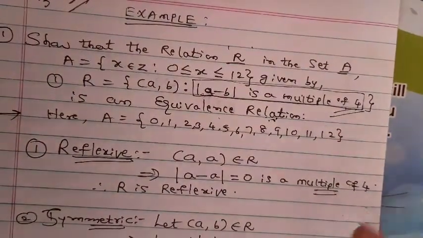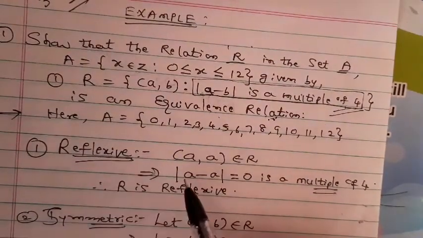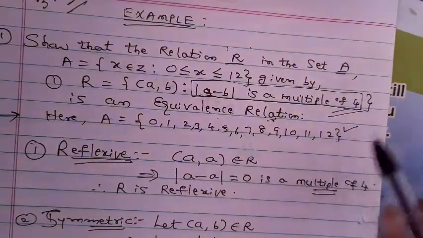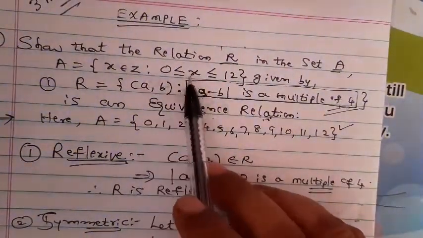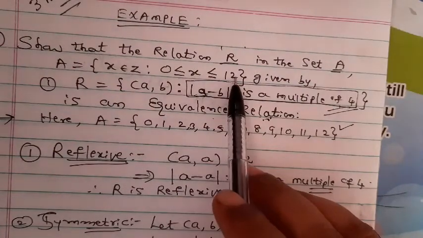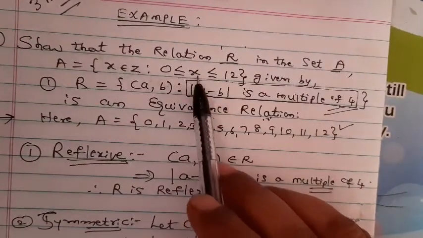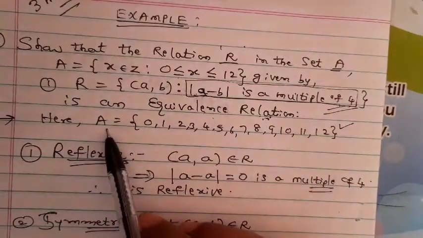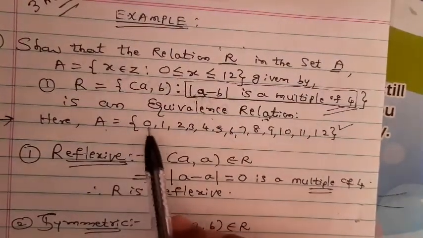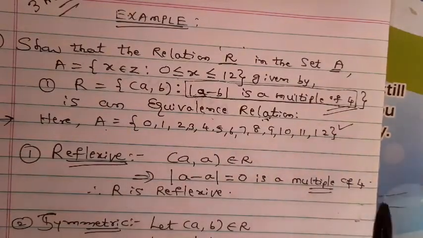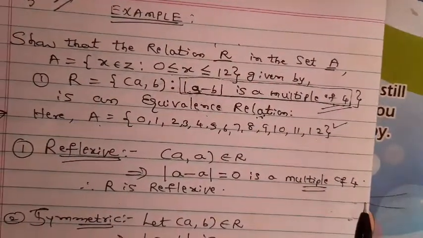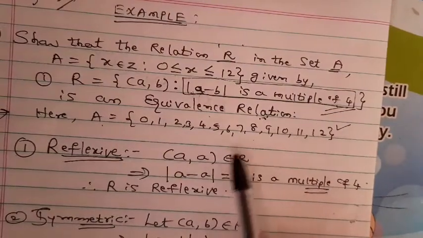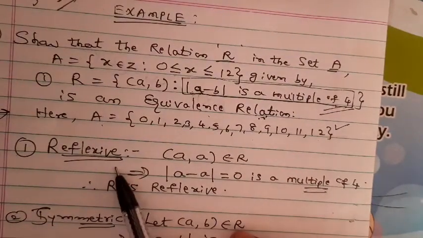So here, let us check for reflexivity. See, here the set is given, X is greater than or equal to 0, less than or equal to 12. We have to include 0 here, 0 to 12. So A is equal to, see here, 0 to 12. So this is a finite set. So let us begin here with the reflexive property.